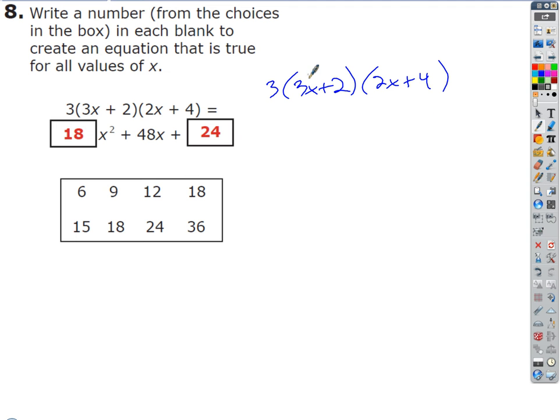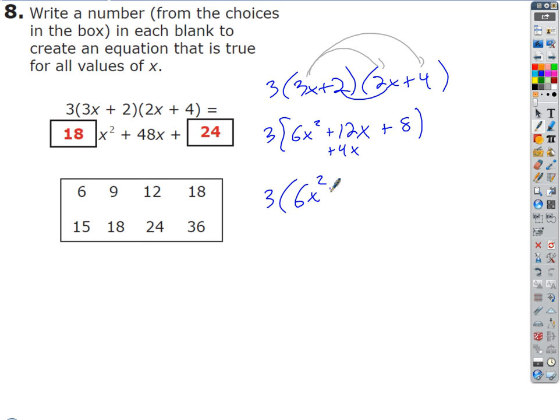So if we distribute, let's go with the 3x, distribute that through. What's that going to give me? 3x times 2x is 6x squared. 3x times 4 is 12x. Now let's distribute the 2. 2 times 2x, those are like terms, right? And then 2 times 4. So that gives us 3 times what? 6x squared plus 16x plus 8.